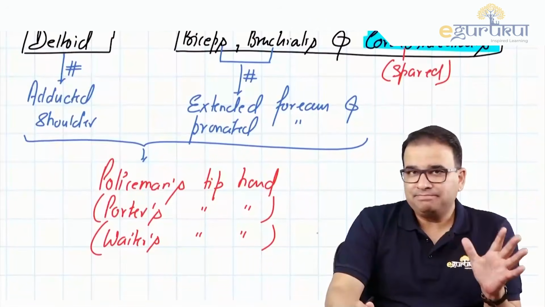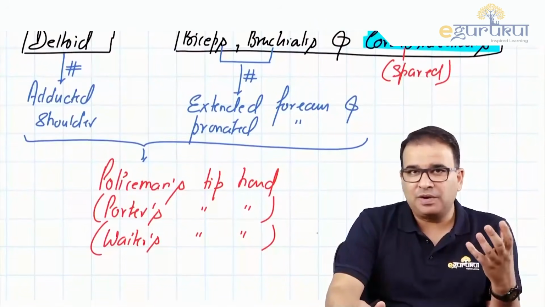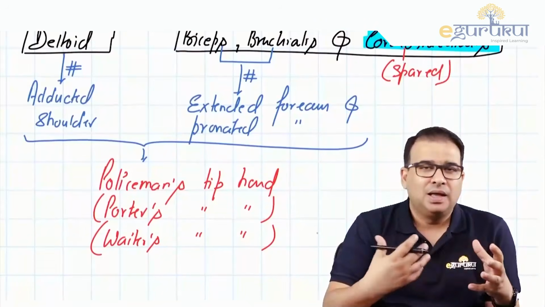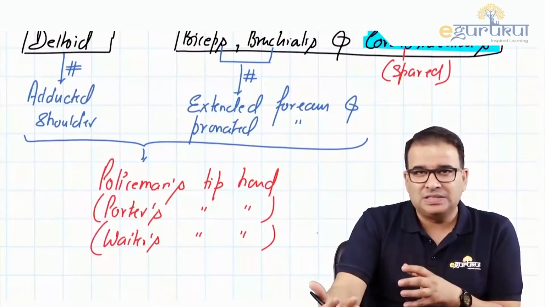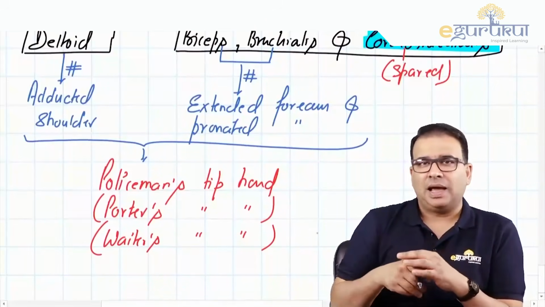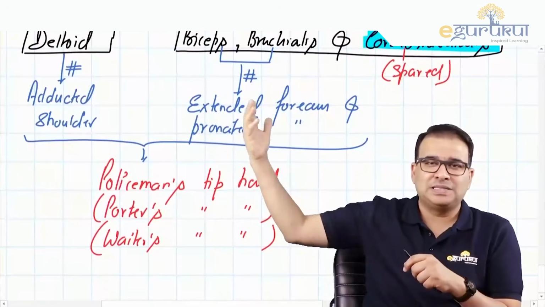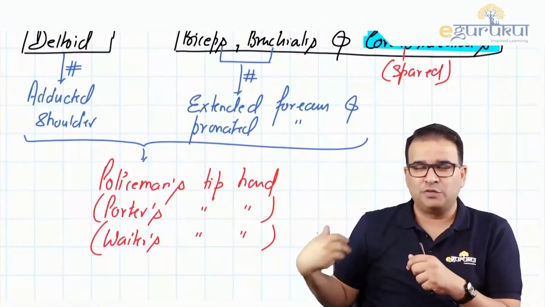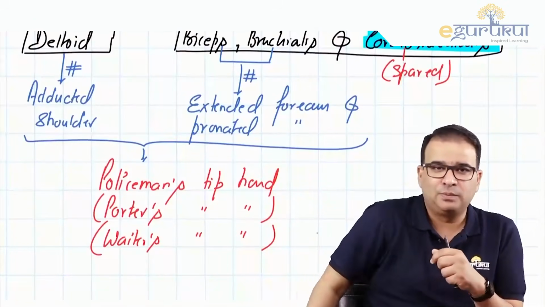So guys, this is about the Erb's palsy. Injury was to the upper trunk where the nerve meeting point is there. Involvement of the root is C5 and C6. The main muscles which are involved here are deltoid, biceps and brachialis. And because of the loss of action of deltoid, biceps and brachialis, we have such a positioning of the upper limb that it looks like the tip hand, the policeman tip hand.